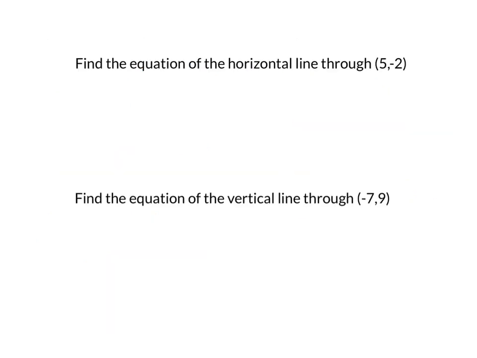Okay, so the last page we're going to look at is: find the equation of the horizontal line through (5, -2). For this one, we're going to keep in mind the graphical approach, graphing lines that are horizontal or vertical. First of all, what I like to do is sketch where the point (5, -2) is. So we have 1, 2, 3, 4, 5, -2. My point (5, -2) is right here. And I'm going to draw a horizontal line through this point.